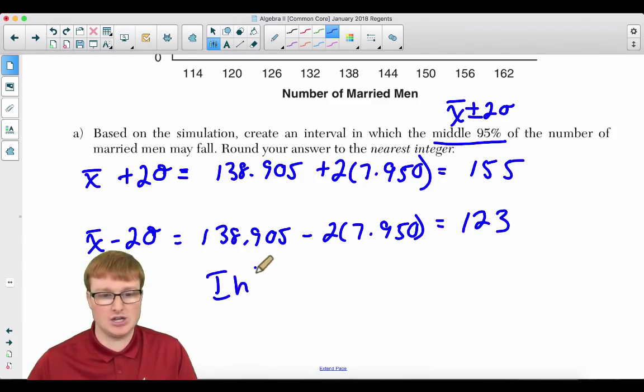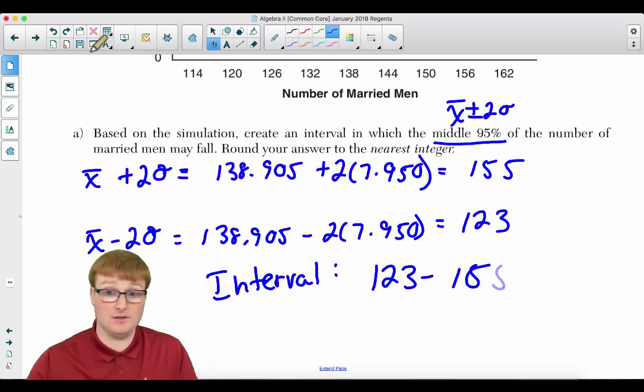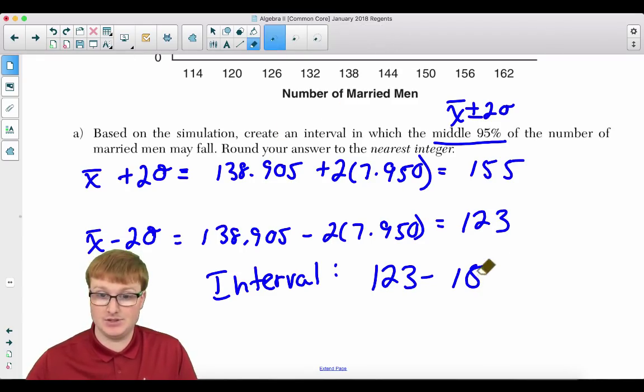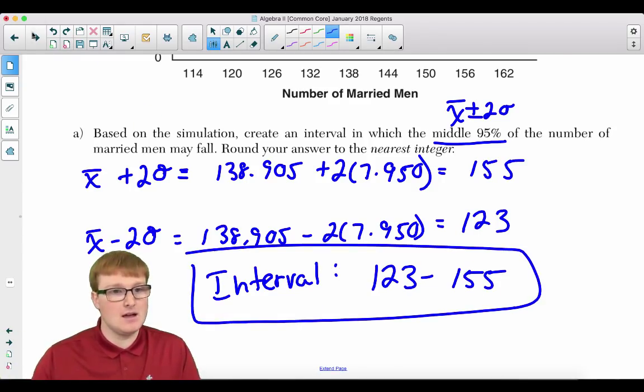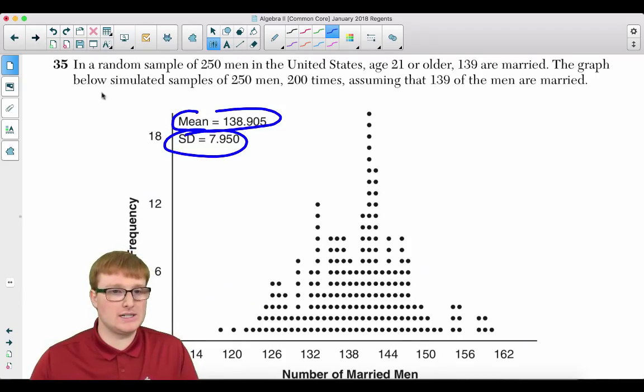So your interval, ladies and gentlemen, is going to be 123 to 155. There you go. That's your interval. Done. Moving on to part B.